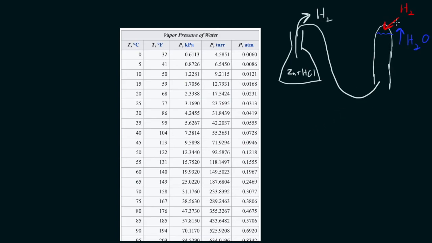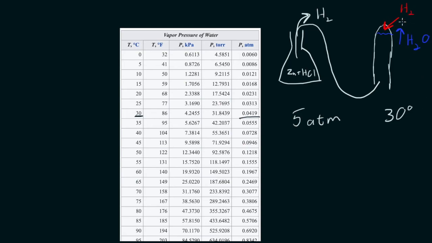So let's say I'm collecting this hydrogen, and let's just say it's at 5 atmospheres of pressure. And let's say we're doing this on a pretty hot day out. Let's say it's 30 degrees. So I'm going to look on this chart here. This chart has all the vapor pressures of water at different temperatures. So let's say it's 30 degrees out. Well, what is my atmospheric pressure going to be from that water? Well, it's going to be 0.0419.